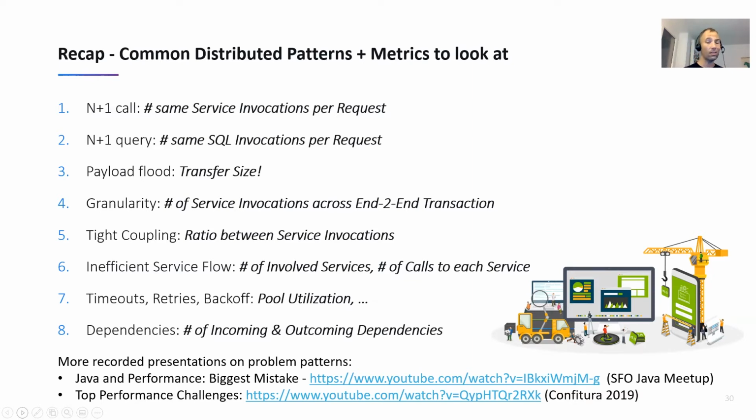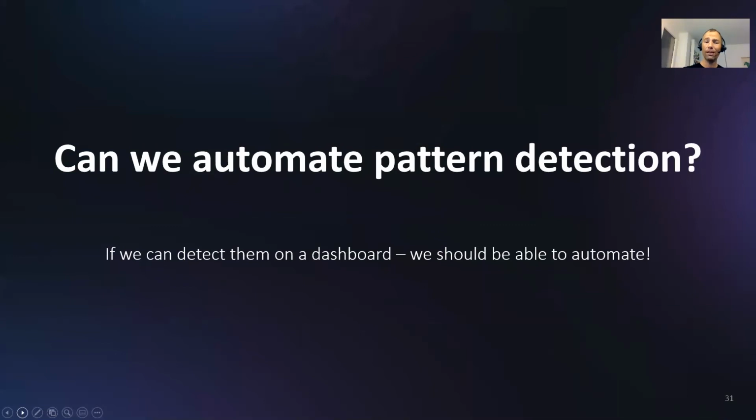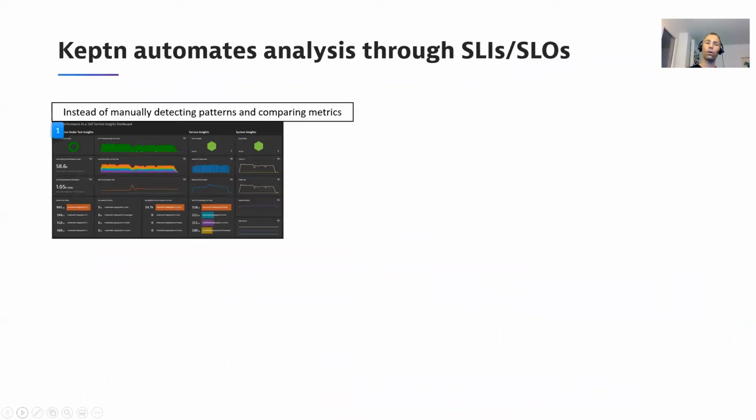Now, the next question is, can we automate pattern detection? And if so, how will we automate that? First of all, as I just told you, yes, we can automate it, or we can use metrics for it. Typically, I start building a dashboard that shows me exactly these metrics: how many database calls, how many backend service calls, how much data is transferred. And this is great, but then the question is, how can we really automate that? Because I don't want to look at the dashboard anymore.